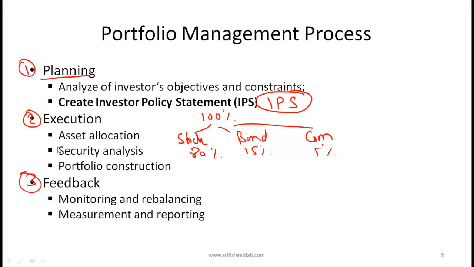Then the next sub-step is security analysis. So let's take the 80% that we have in stocks. Then we need to analyze various securities and figure out which particular stocks or securities to buy under the stock asset class, which particular bonds to buy here, and which commodities or which commodity related funds to invest in. So that's security analysis. And then we actually construct the portfolio. So once we know what we need to buy for the investor, we then actually go construct the portfolio, which means that we actually then buy these assets or invest in these assets. So that's the execution process.